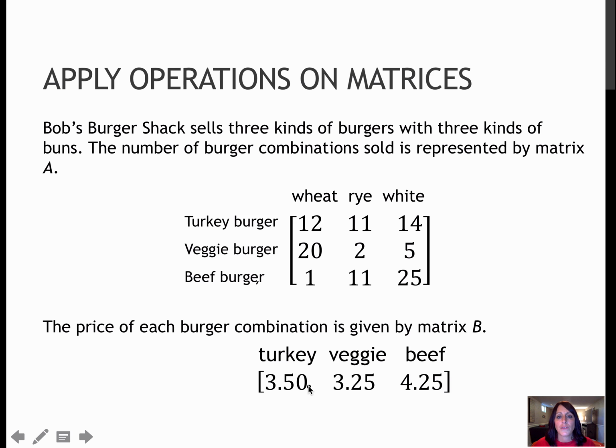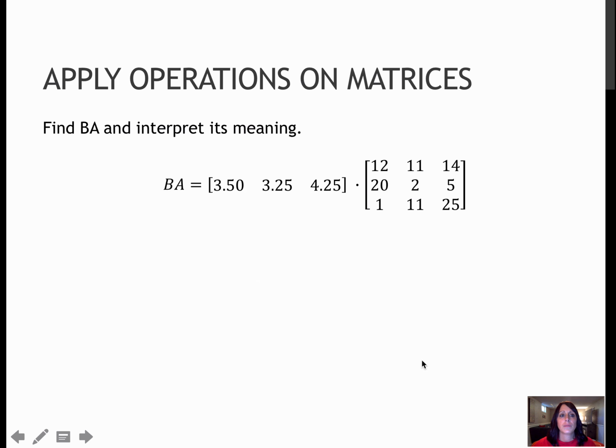So turkey is $3.50, no matter which of the 3 types of buns you use. Veggie is $3.25, and a beef burger is $4.25. So now we're going to find BA, which of course means B times A, and then interpret its meaning in the context of the question. So B obviously is a 1 by 3 matrix, and A is a 3 by 3 matrix. So we can in fact multiply them, and the resulting will be a 1 by 3. So BA will be a 1 by 3.